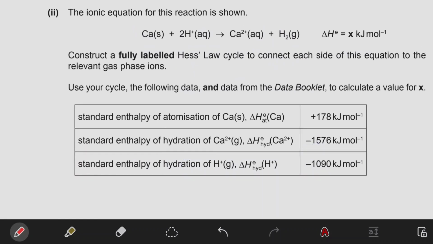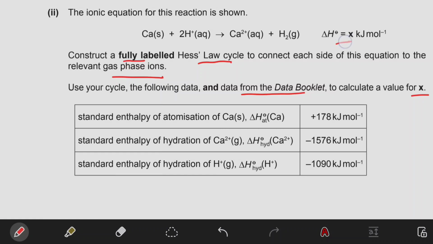The ionic equation for this reaction is shown. Construct a fully labeled Hess's law cycle to connect each side of this equation to the relevant gas phase ions. Use your cycle, the following data, and data from the data booklet to calculate a value for X.